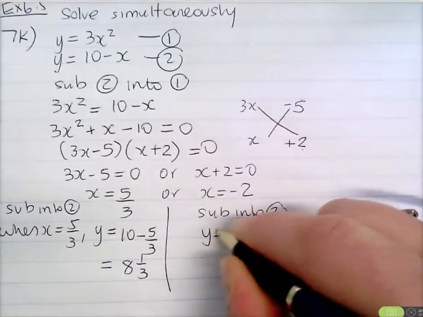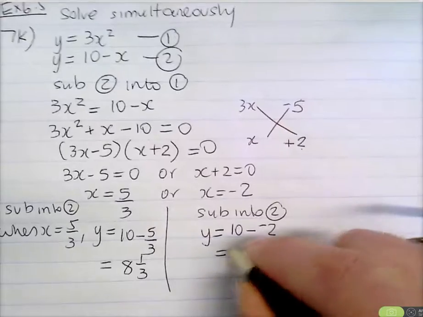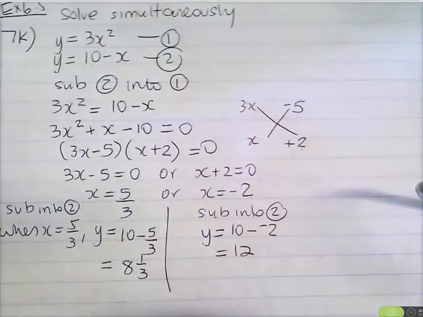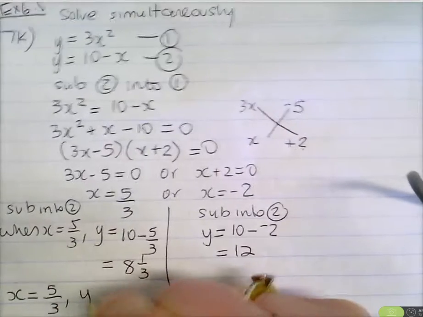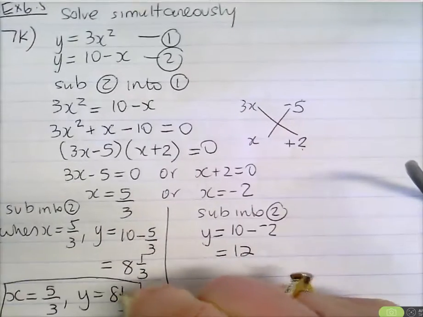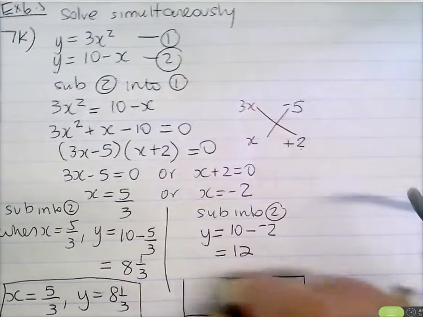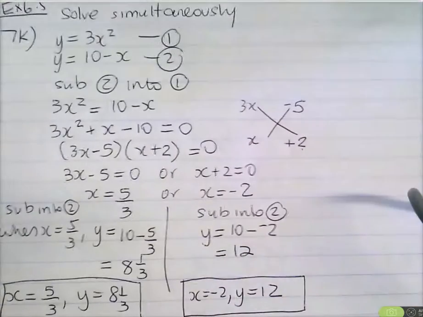And we'll sub this into 2 as well. And you get y is 10 minus what? Negative 2. So you get y is 12. So girls, your solutions are x is 5 on 3, y is 8 and 1/3. That's one solution. And you need to group them together. And the other solution is x is negative 2, y is positive 12.